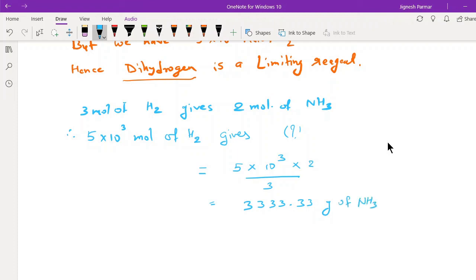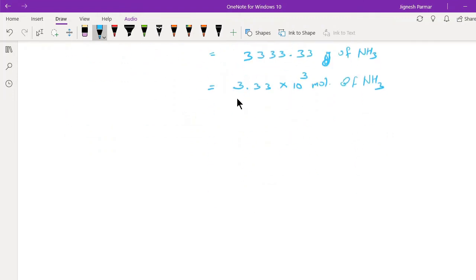So now if I want to write it in scientific notation, I have to shift the decimal towards the left hand side. Sorry, this is not gram, this is mole of NH3. Now they talk about the amount of NH3. So this many moles are there, so amount of NH3 is equal to the number of moles I got, the number of moles of ammonia, into its molecular mass.